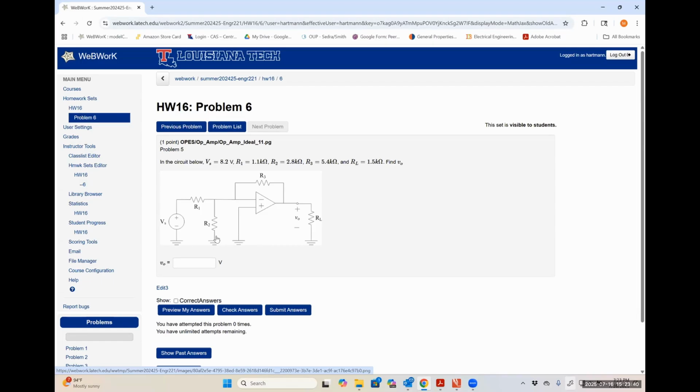So then your current would just be VS divided by R1 and R3 in series. The current flowing this way would be 0 minus Vs over R1. The current flowing this way would be 0 minus V out over R3, and then solve for V out. All right. Thank you, sir. Yep.